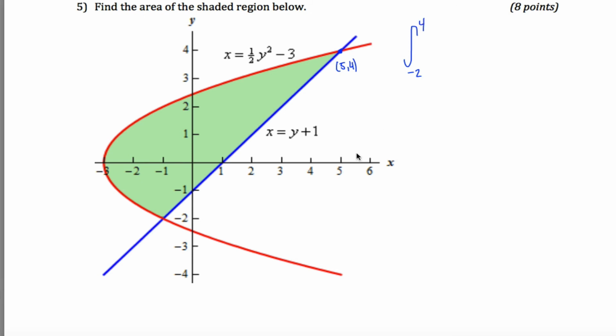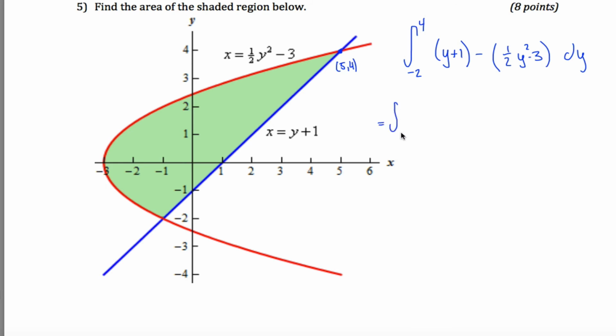And then I have to figure out which curve is on top and which one is on the bottom. Well, by on top, I mean the one with the larger x-coordinate. And so that's this blue curve right here. So what I want to do is take the blue curve and solve it for x. Well, fortunately, it already is, so it would be y plus 1. And from that, I want to subtract the red curve, which is 1/2 y squared minus 3. And then this integral will end up being this area.